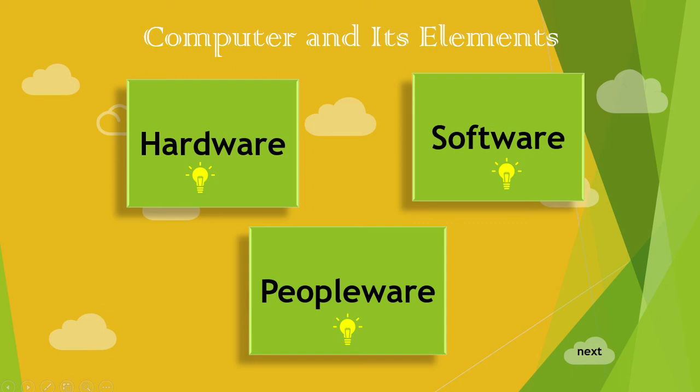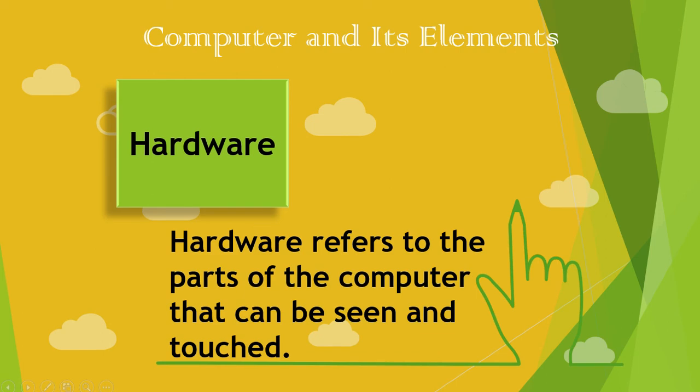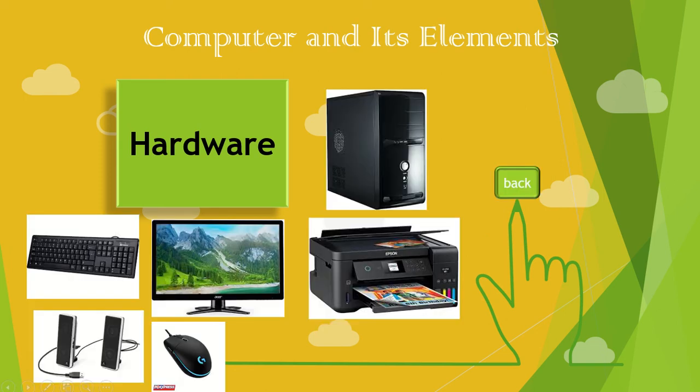First, we will talk about the hardware. Hardware refers to the parts of the computer that can be seen and touched. We can see it, we can touch it. It is visible and we can touch. Okay, we have here different pictures of hardware. Are you familiar with these pictures? Can you name them?